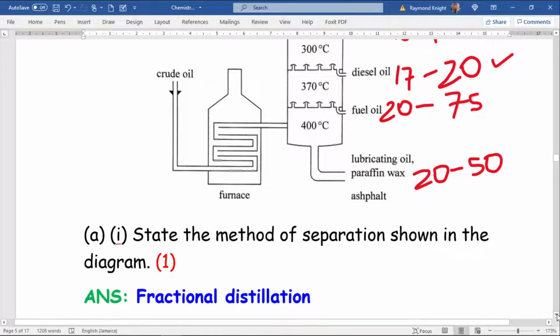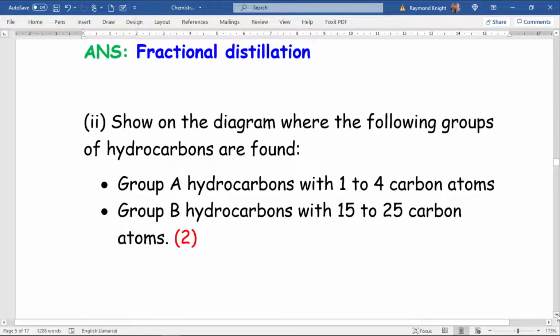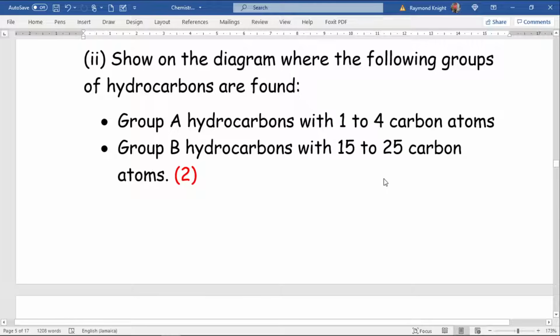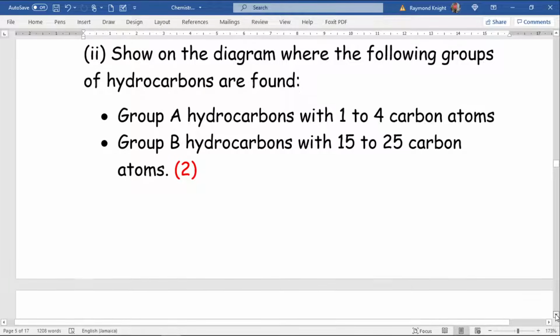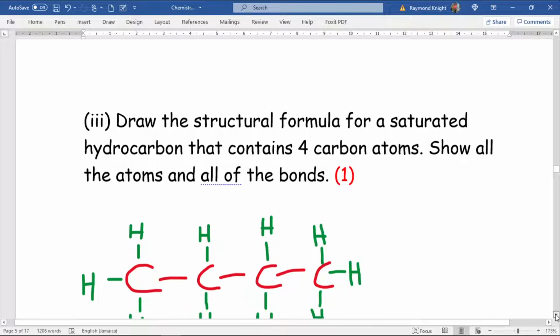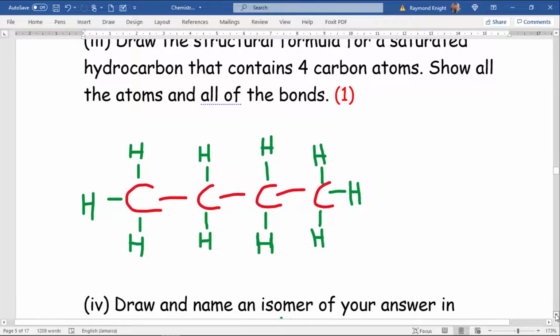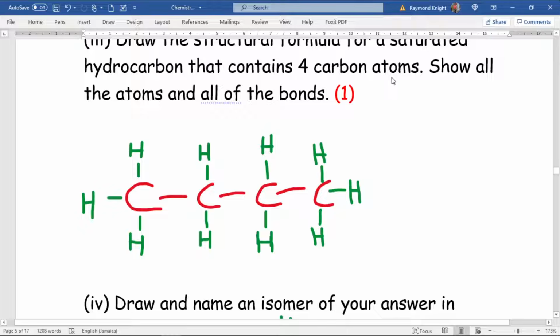Let's go down to the next part of the question. To complete this, we show the groups here: 1 to 4, which is the top one, at 20 degrees, and 15 to 25, which will be diesel oil. Great. Now draw the structural formula for a saturated hydrocarbon that contains 4 carbon atoms. That is going to be butane. Show the atoms and all of the bonds.